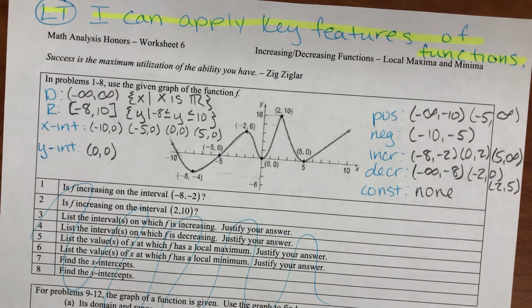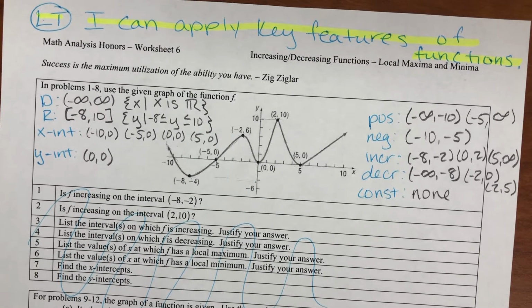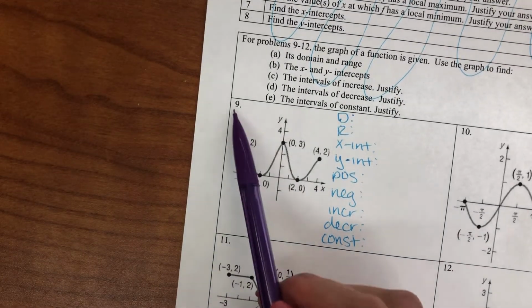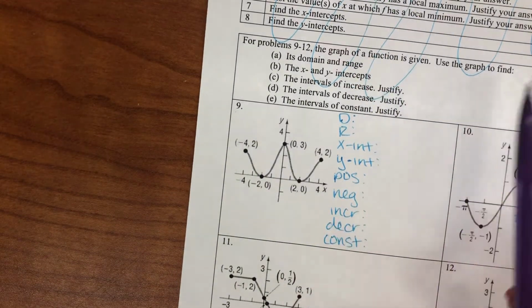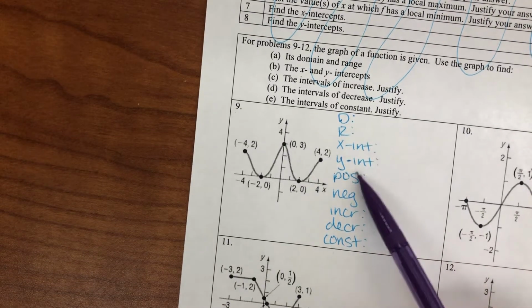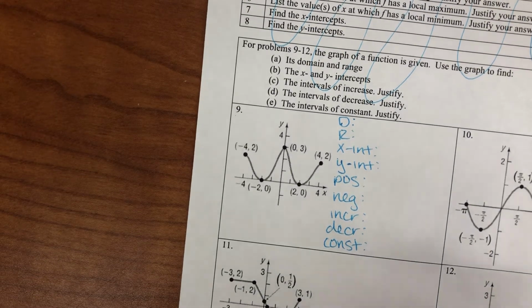All right, this would be a good time to pause the video and do the next two on your own, and then restart it so you can check your answers. So moving on to graph number 9 here. Again, ignore the instructions that the worksheet gives. I just want you to give all the key features that we know. So domain, range, intercepts, positive, negative, increasing, decreasing, constant. So we'll start with domain.